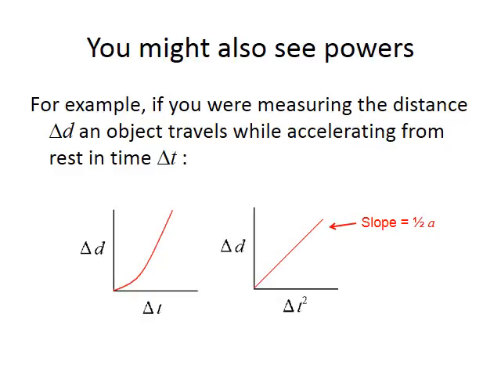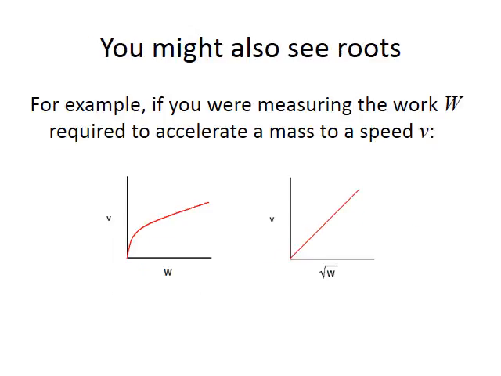It's also possible that you can see curves that look like parabolas. For example, if you were measuring the distance delta d an object travels while accelerating from rest in some time delta t, you should get a curve that looks like half of a parabola. Regraph delta d versus delta t squared, and you'll see your straight line. The slope of that straight line should be equal to 1/2 times your acceleration. If you see a curve that looks like a parabola on its side, you can either square the quantity that's on your vertical axis or take the square root of the quantity on your horizontal axis. If you can't tell which kind of curve you have, then it's time to increase the range over which you're taking your data.